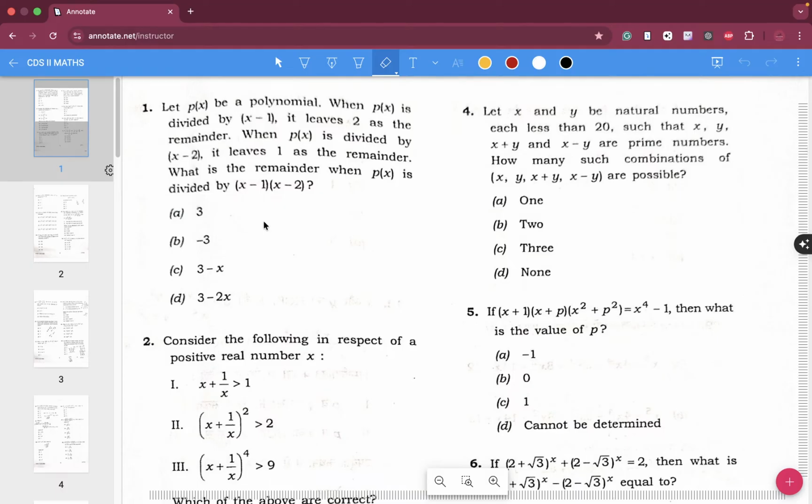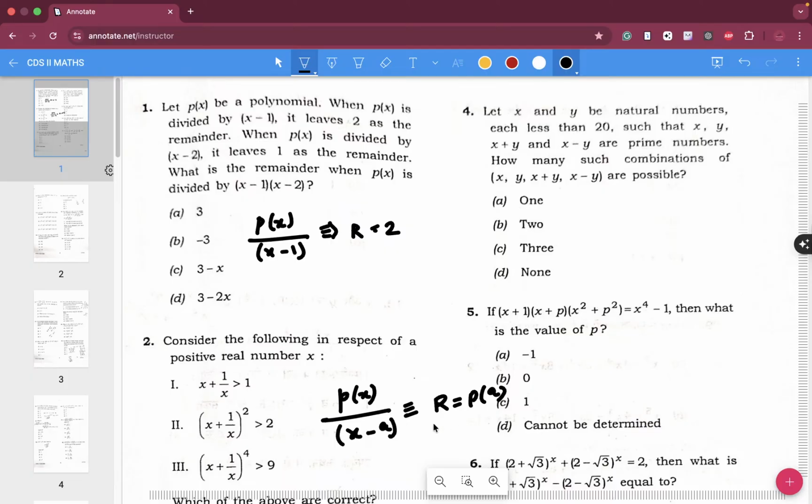So the first question says: let p of x be a polynomial. When p of x is divided by x minus 1, the remainder is equal to 2. As you must have learnt already, whenever p of x is divided by a polynomial x minus a, the remainder is nothing but p of a. This is called the remainder theorem. So r is equal to 2 in that case.